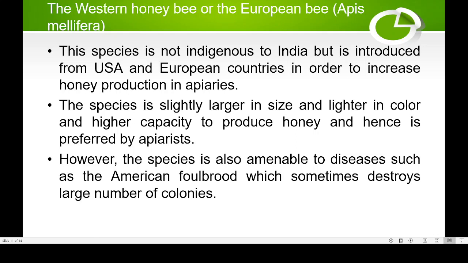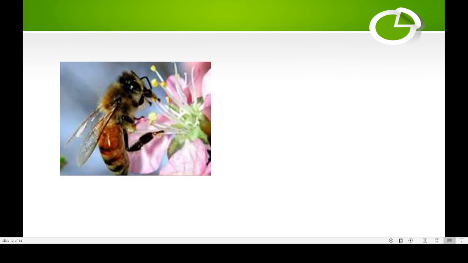Apis mellifera has been introduced into India from the USA and other European countries, and the species is larger in size and lighter in color. Here you can see, this is Apis mellifera. This is the honeybee that we most of the time call the Italian honeybee.